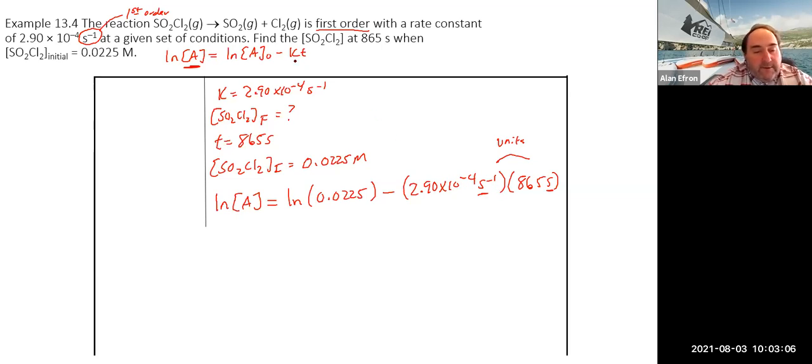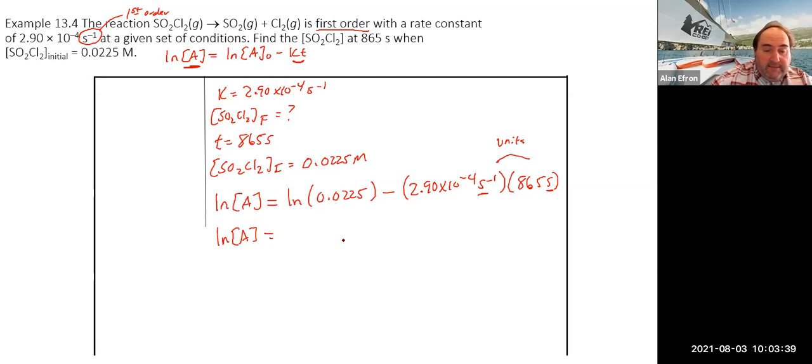So always when kinetics deals with units of time, you just want to make sure you're careful on those two. That pretty much means we have everything we need to clean up the right-hand side here. So we'll do that. That gives us the natural log of A, which is really our final concentration. We will take the natural log of 0.0225, then minus parentheses 2.9 to the minus 4 times 865.